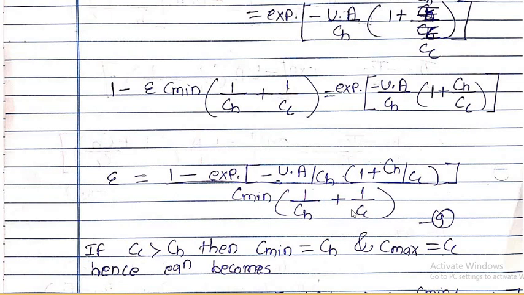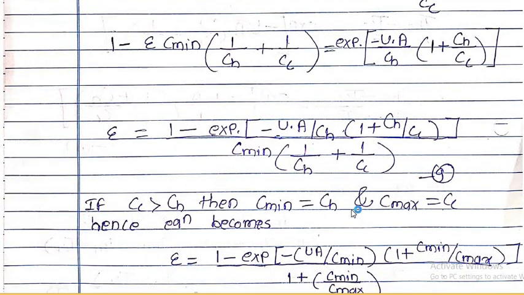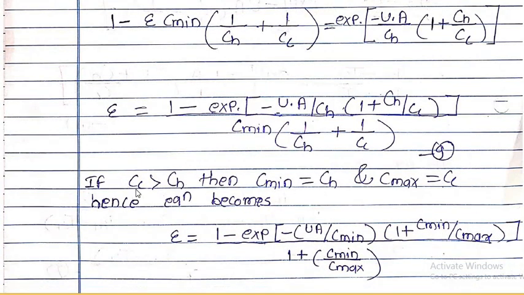So this will be considered as a general equation. Now here we are going to consider that if Cc, the specific heat or the heat capacity of a cold fluid, is greater than the heat capacity of a hot fluid, then we have to consider that C minimum is equal to Ch and C max is equal to Cc. Hence the equations become, okay, so C minimum is Ch and C max is equal to Cc.